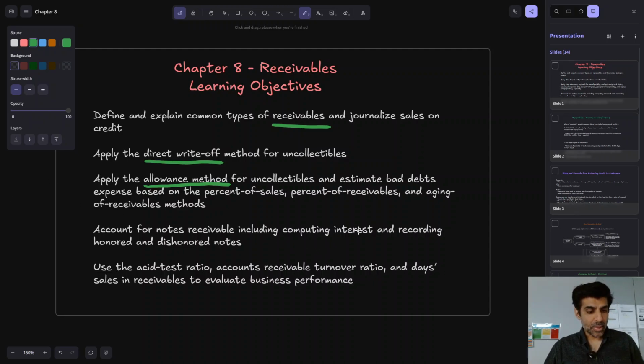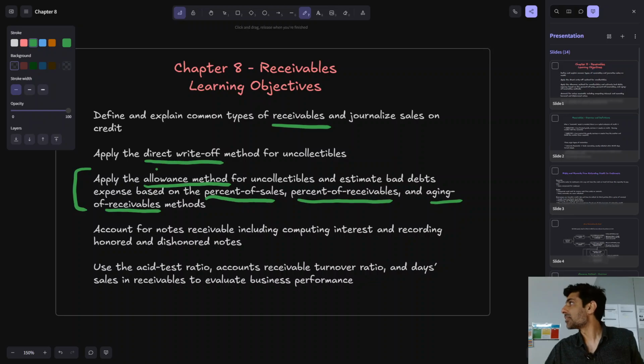And then within this allowance method, there's extra details. There's three different methodologies: the percent of sales, percent of receivables, and aging of receivables. So we'll talk about within this allowance method, these three different sub-methods. And then besides accounts receivable, we've mentioned that there's this thing called notes receivable.